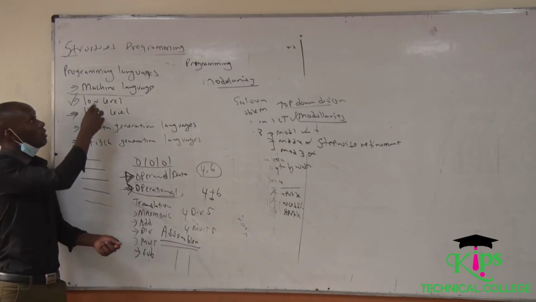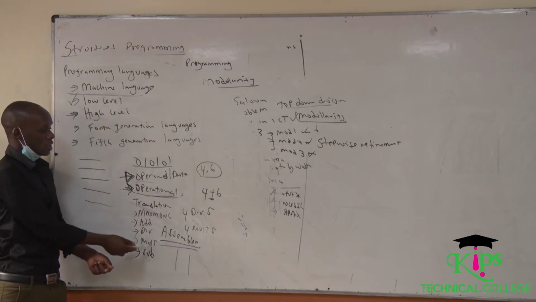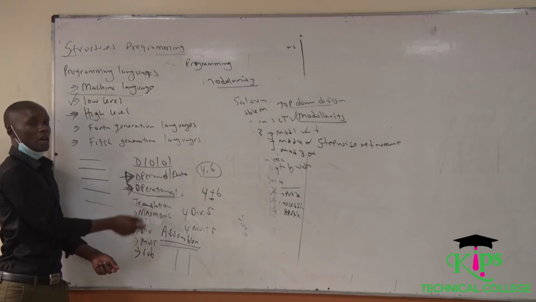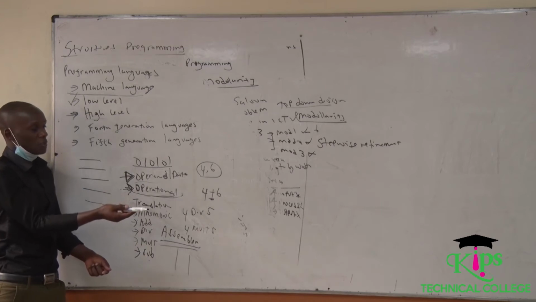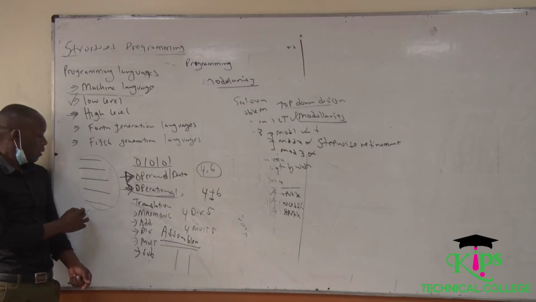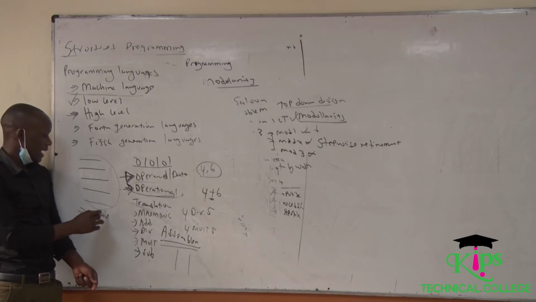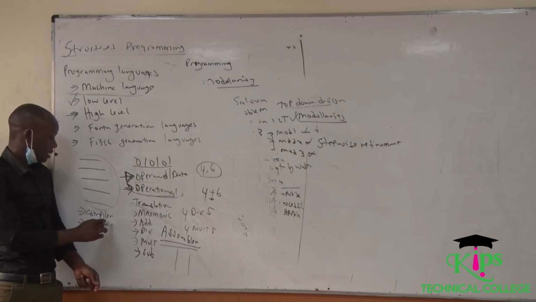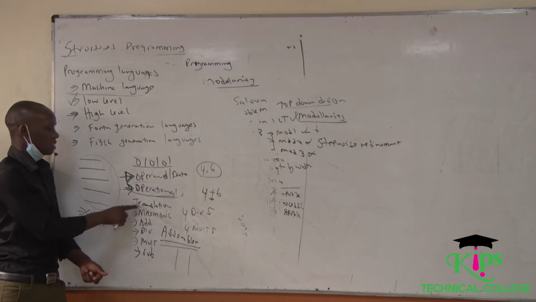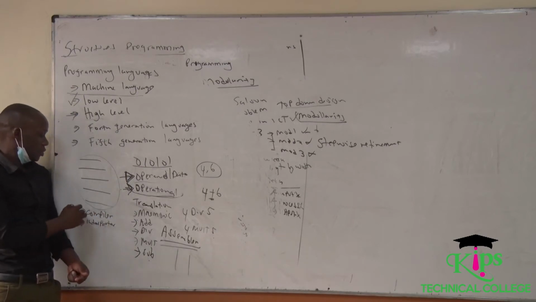We say that low-level language programs use what we call an assembler, a program that converts a low-level language program into machine language with zeros and ones. On the other hand, high-level language programs use what we call a compiler and an interpreter. Those are examples of language translators. The difference between a compiler and an interpreter is in this manner.